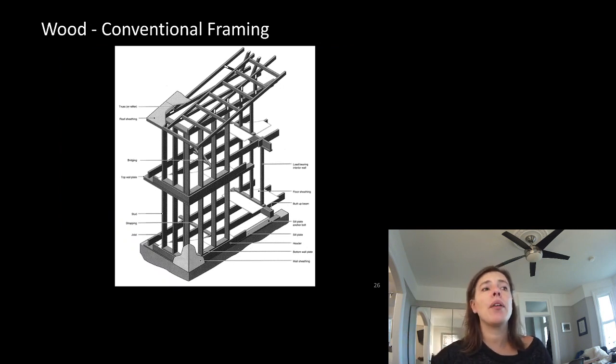So here's another image of conventional framing. You can zoom in on this by looking at the PowerPoint if you want. I'm not going to get caught up on the nomenclature of these things. Maybe think about the fact that we have diaphragms on our floors and shear walls. So this would be our plywood on our wall and plywood on our ceiling or our floor.